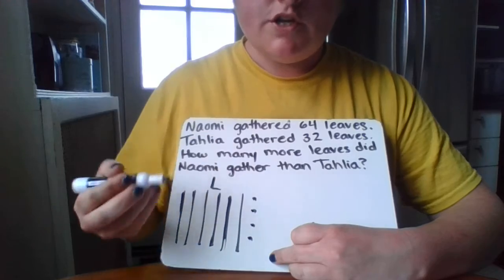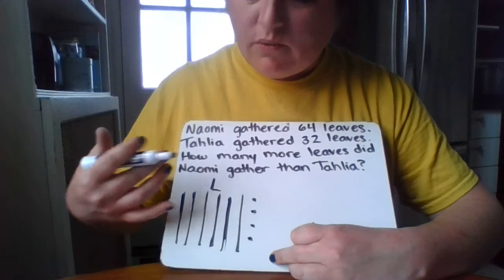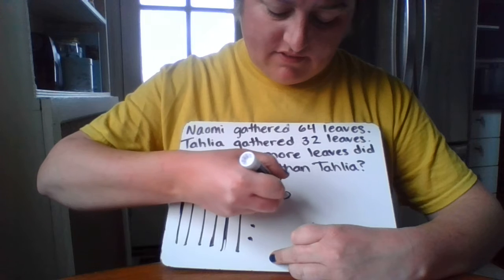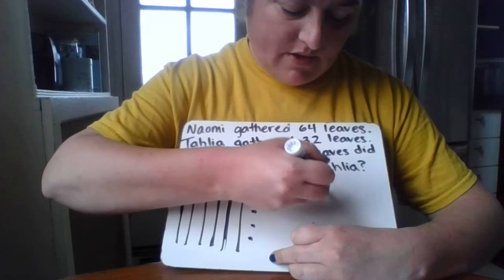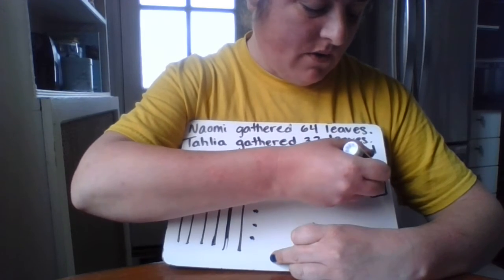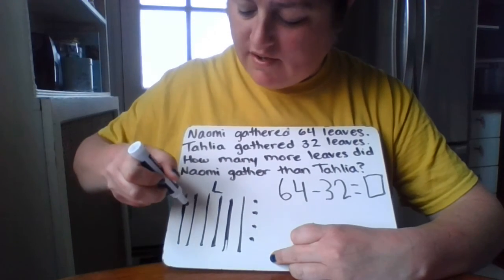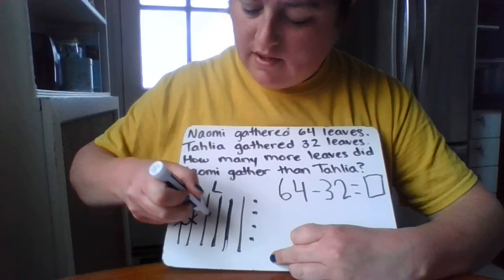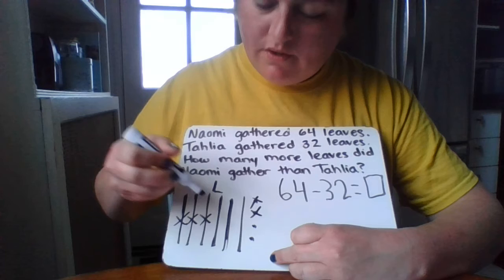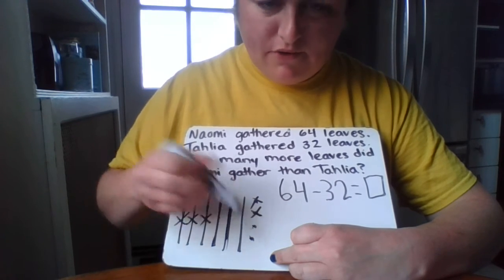Then Tahlia has 32 less, or a difference of 32. So you're finding the difference. So what I like to do is I like to cross off that 32 to figure out what's different. It's like this. So 64, and you take away 32, and you're left with the unknown of how many more she has. So let's start off with taking away our tens. We're going to take away 3 tens. 10, 20, 30, and take away 2 ones. 1, 2. We're left with 10, 20, 30, 31, 32.